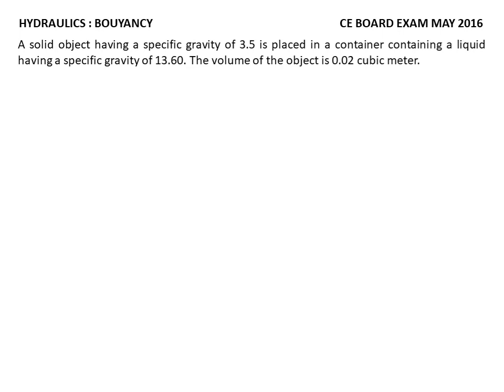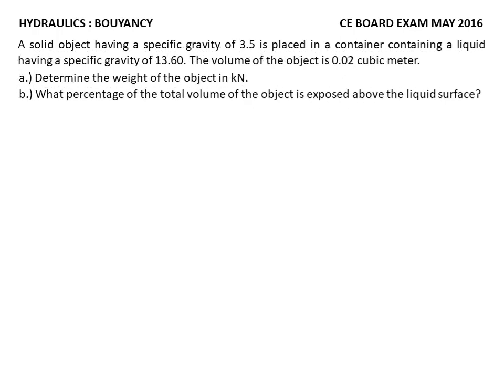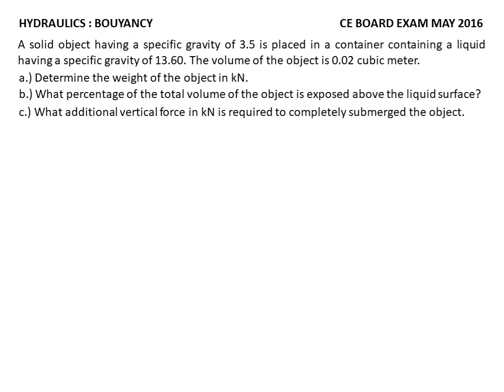Okay, so let's proceed. A solid object having a specific gravity of 3.5 is placed in a container containing a liquid having a specific gravity of 13.6. The volume of the object is 0.02 cubic meter. Determine the weight of the object in kilonewton. What percentage of the total volume of the object is exposed above the liquid surface? What additional force in kilonewton is required to completely submerge the object?